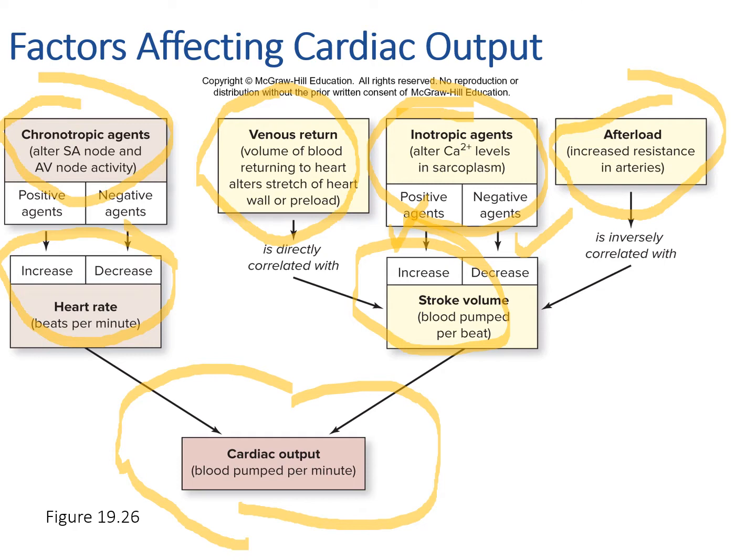And to decrease cardiac output, you lessen those chemicals, you lessen those stimulations, and the heart will squeeze slower and less vigorously. An alarm clock is a perfect way to make your heart beat faster and stronger.